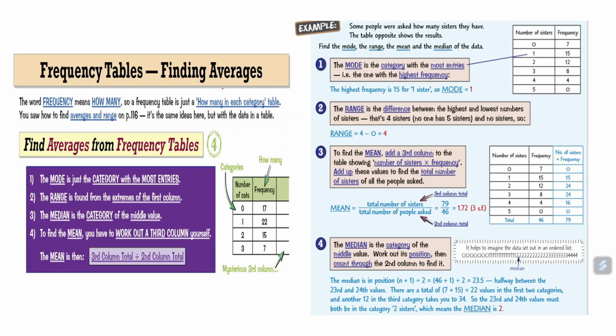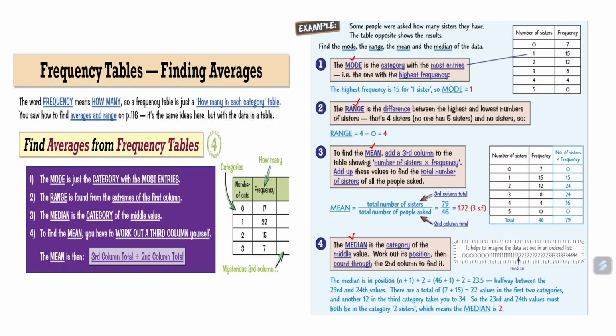Now, as mentioned earlier, we are looking at a situation where we'll be finding our averages. The averages comprise the mode, range, mean, and median as it relates to a frequency table, which is the discrete data. As mentioned earlier, we said discrete data are data that can be counted. So let's take this example, number of sisters, and this is frequency.